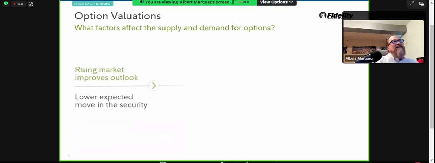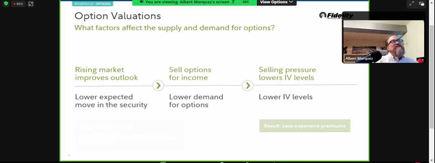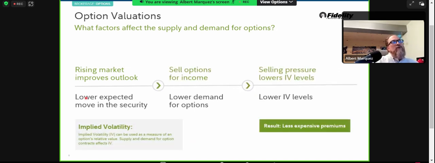From the opposite side, again, we can look at maybe a rising market improving the outlook. So therefore, there's a lower expected move in the security. So you may sell options for income, right? Think covered calls or things of that nature, or maybe even cash-covered puts, or even just selling positions you already had on. That lowers the demand for options. That selling pressure lowers those implied volatility levels, so therefore we get those lower IV levels. So the result is less expensive premiums.